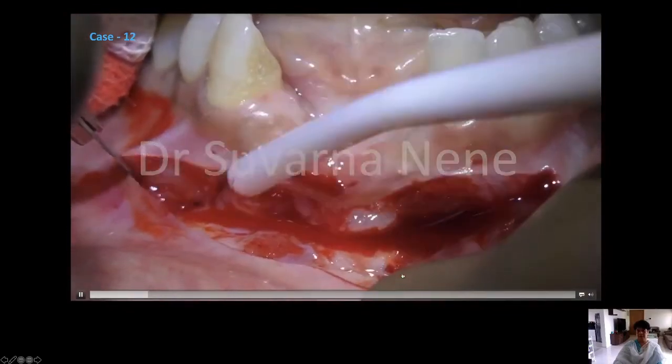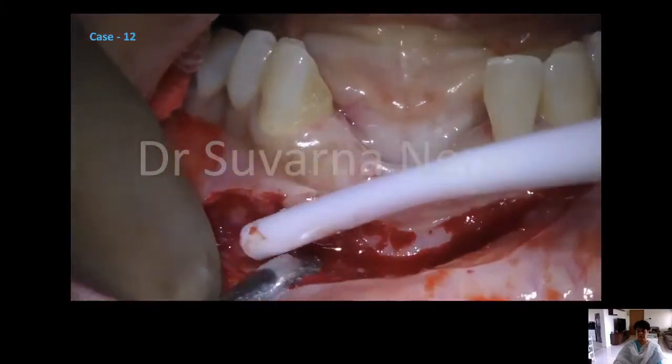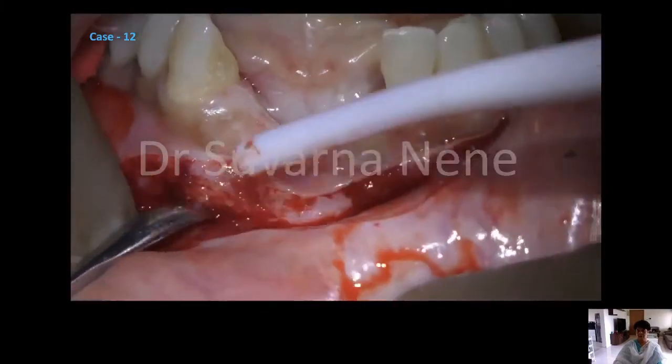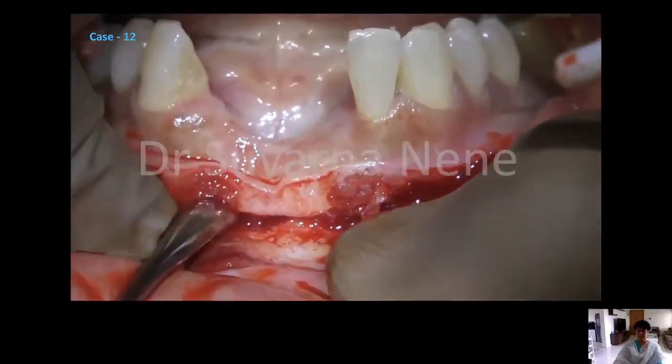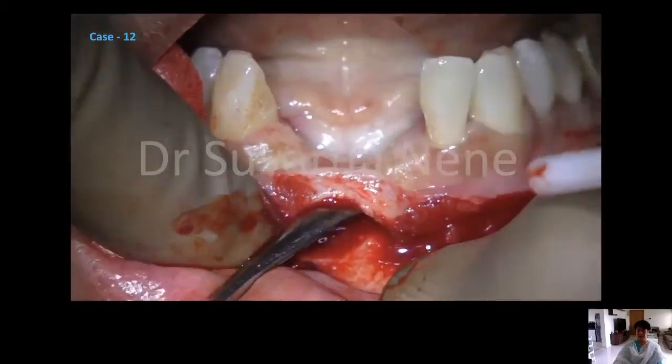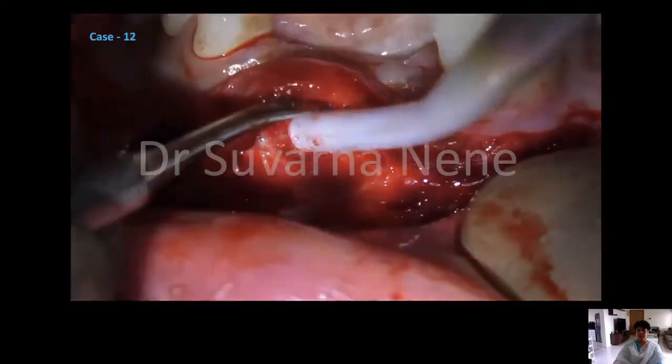Start with it, and then you decide whether you want to go full thickness immediately, or travel for some distance full thickness and then go partial thickness. Now we are completely full thickness. As you can see, I've exposed the bone.